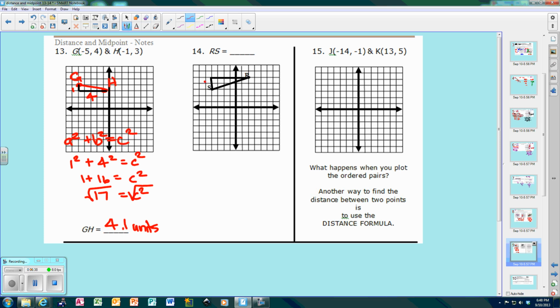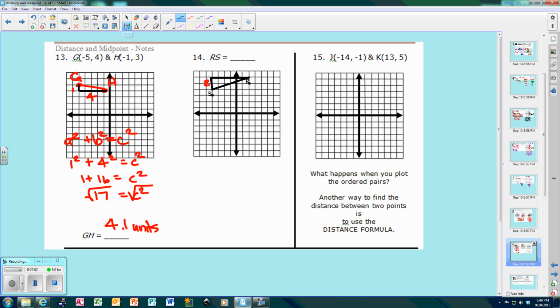So this piece is 2 units. And then we've got, let's see, 1, 2, 3, 4, 5, 6 units. So that one is 6 units. Let's see what happened to my pen here. All right. So this one is 6 units.